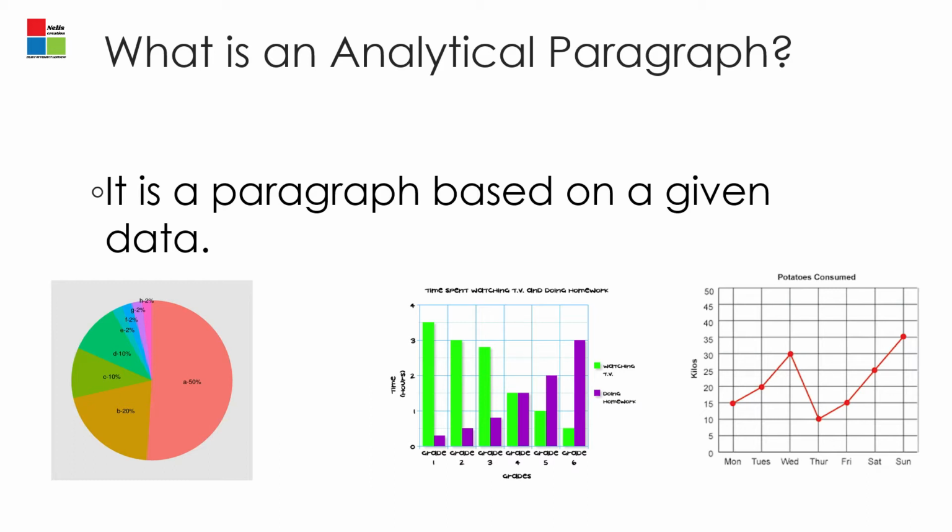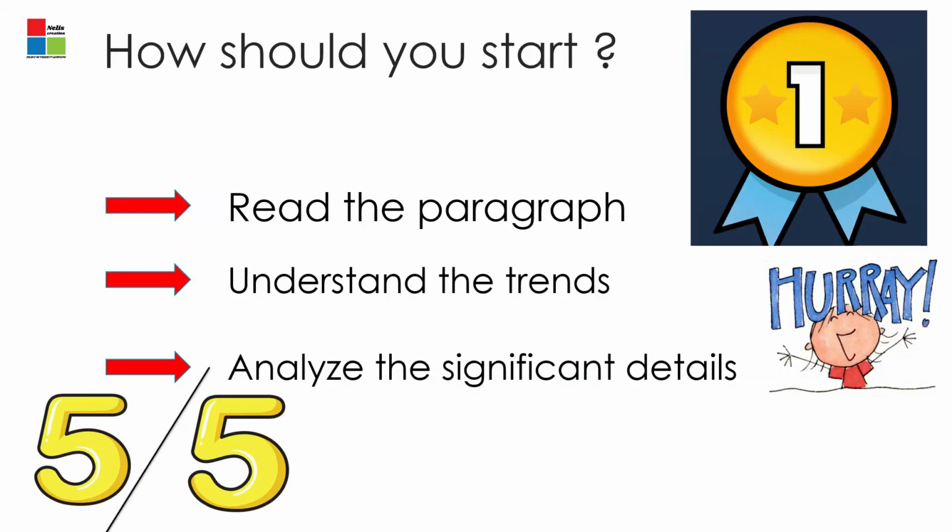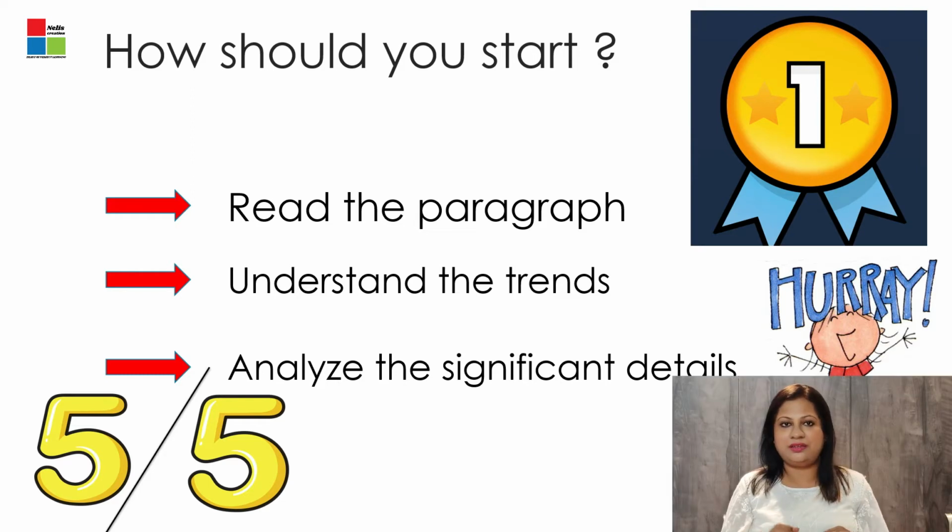So how do you actually go about it? And yes, if you follow the steps properly, it is actually not difficult to score good marks in your analytical paragraph. Okay? So the first thing that you need to do is read and understand the graph. This is a very, very basic thing. So the second thing that you need to do is identify the trends. This is very, very important.